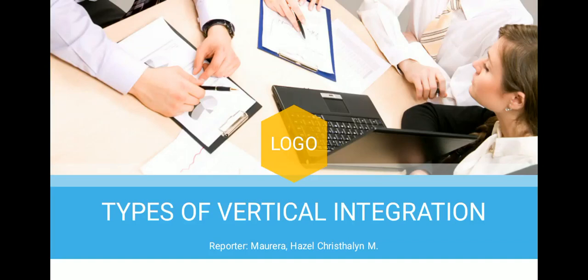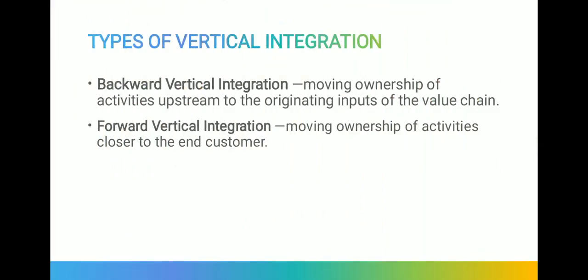Here are the types of vertical integration. Backward vertical integration, moving ownership of activities upstream to the originating inputs of the value chain. Backward vertical integration takes place when businesses at the end of the supply chain take on the activities that are upstream of its products and services.